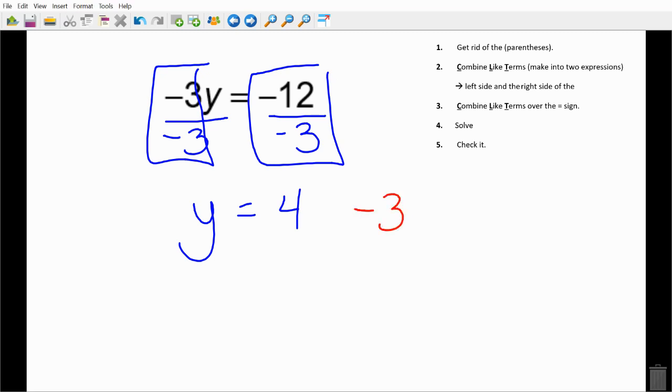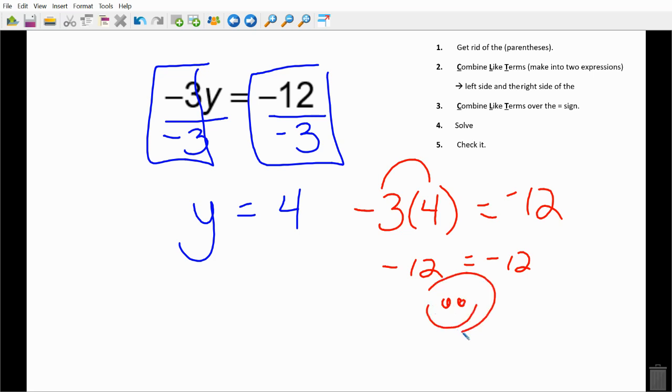Negative 3. We have a y there, so I'm going to put that variable, substitute with parentheses, equals negative 12. What did we say y equals? It actually equals a number, which is 4. Now we're going to distribute. Negative 3 times a 4 is negative 12. Again, that should not be a surprise because we know how to math. And we get our smiley face. Next.